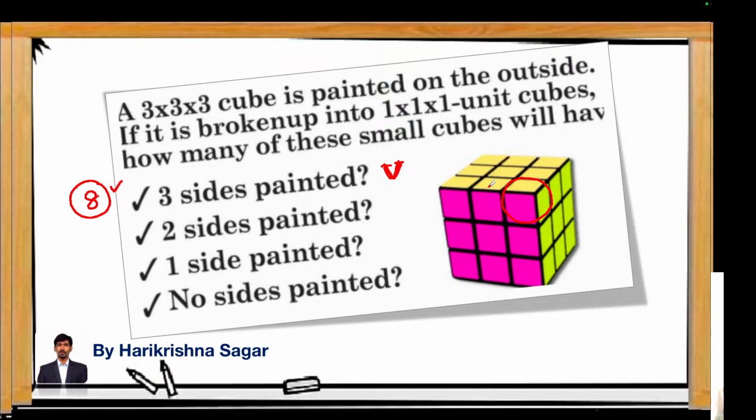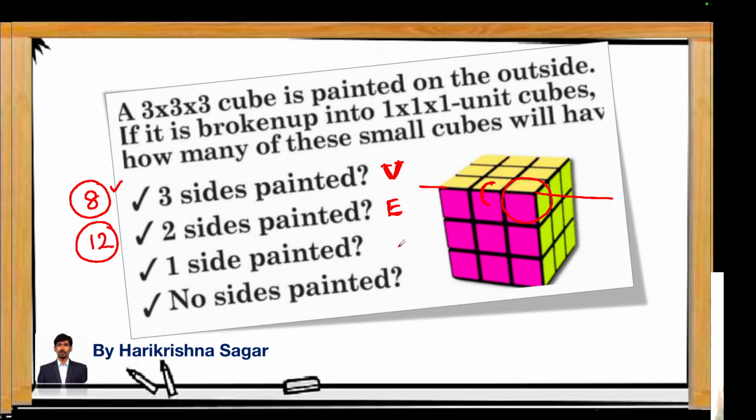And whenever a 2-side painted question is there, you just need to focus on the edges. You have to observe how many edges the cube has. If you focus on one edge, count how many there are and multiply by the number of edges. For every cube you are going to see 12 edges, so you calculate for one edge and multiply by 12.